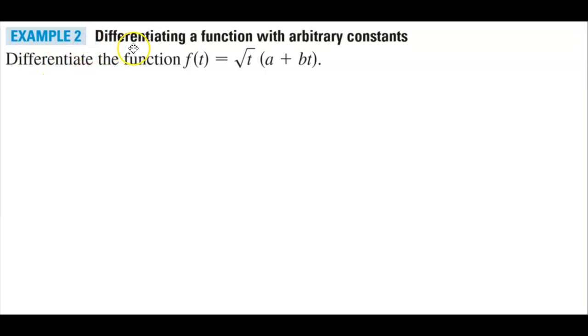Example 2, differentiating a function with arbitrary constants. So we're going to differentiate the function f of t, which is equal to square root of t times a plus bt. So we're going to do this in two forms. The first one we're going to try is using the product rule.